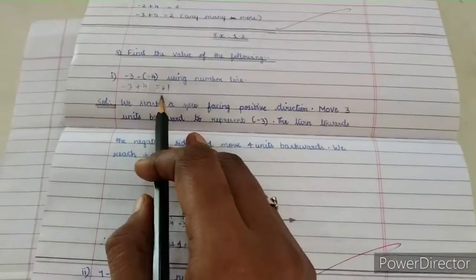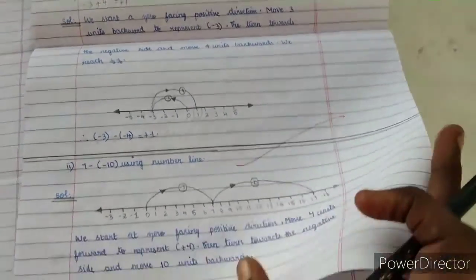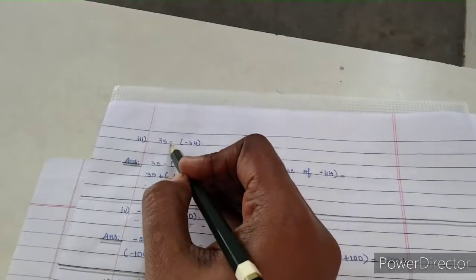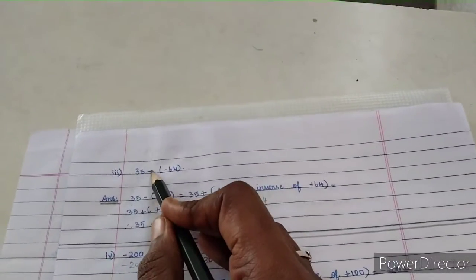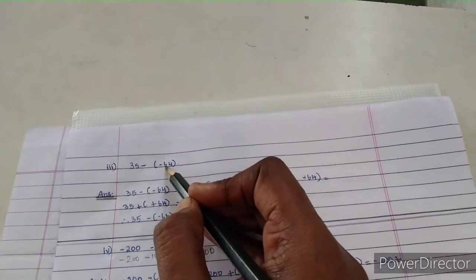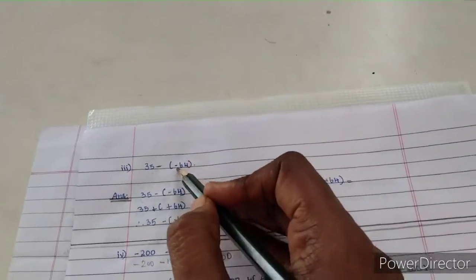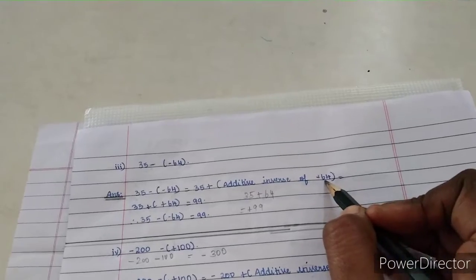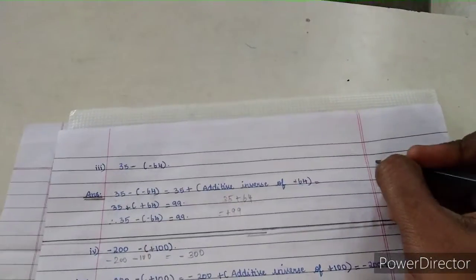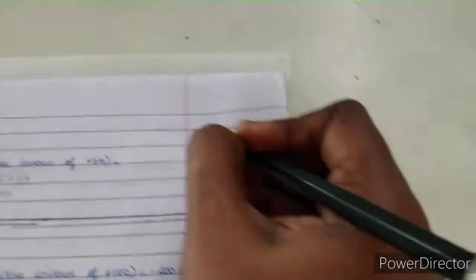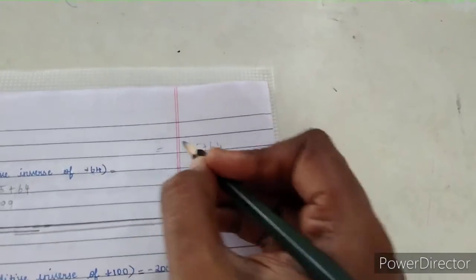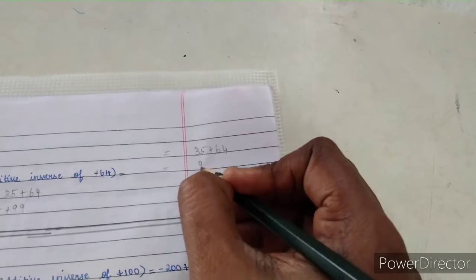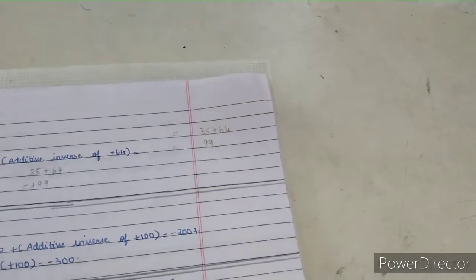Okay, so your answer is plus 1. In the next one, in the exercise sum, 35 minus 64. You have to subtract, and in the bracket it is given as 64. The additive inverse of minus 64 is plus 64. Now, 35 plus 64. So here, plus into plus, we have to add these two numbers. So the answer is 99.